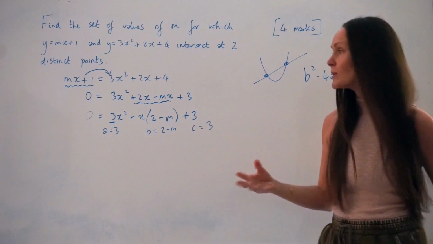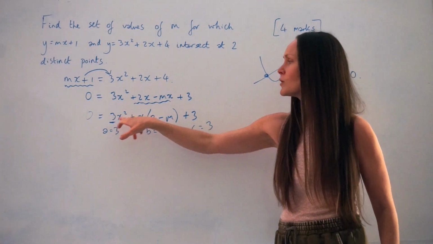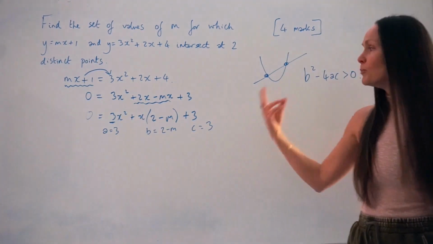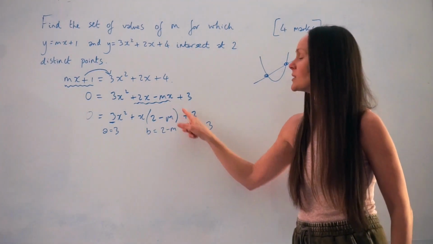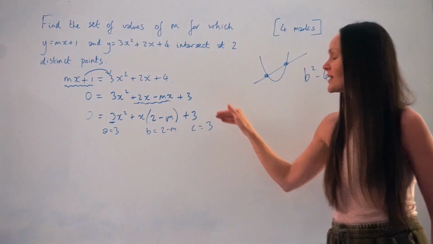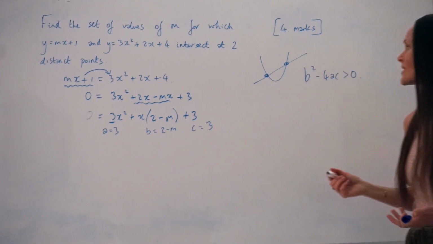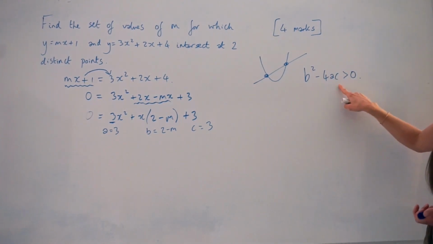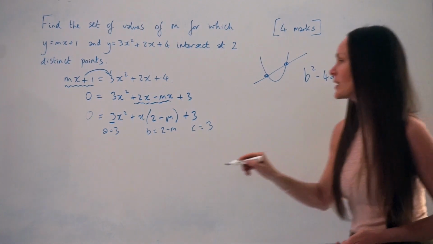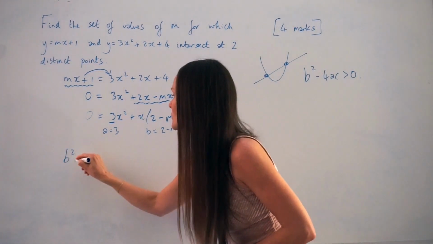Okay, remember a is always the coefficient of x squared, so whatever you're multiplying x squared by, b is always the coefficient of x, so whatever you're multiplying x by, and c is always the constant. Okay, so now we've got our values of a, b, and c, we can work out the discriminant, b squared minus 4ac. Okay, so that's what I'm going to do next.